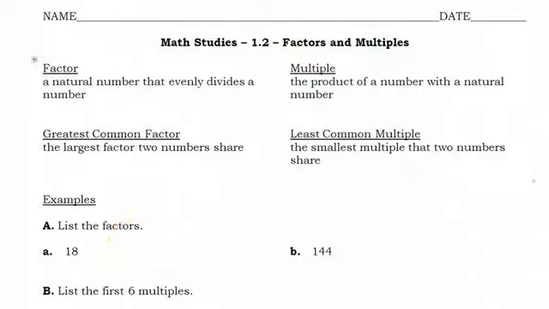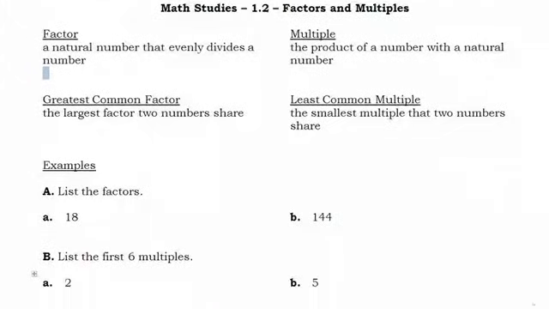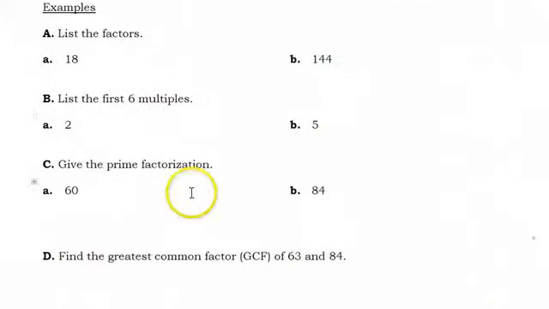The first example says list the factors. So I have 18, and I need the things that can divide 18. I can divide it by 1, by 2, by 3, and the easiest way to do these, if you're not really good at getting them, is to just go up the number set and test every number. Does it divide by 1? And you get a whole number and it does. Does it divide by 2? And it does. Does it divide by 3? And it does. I would test 4 next.